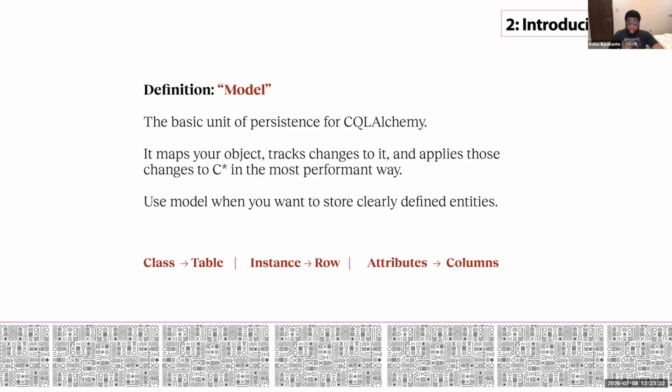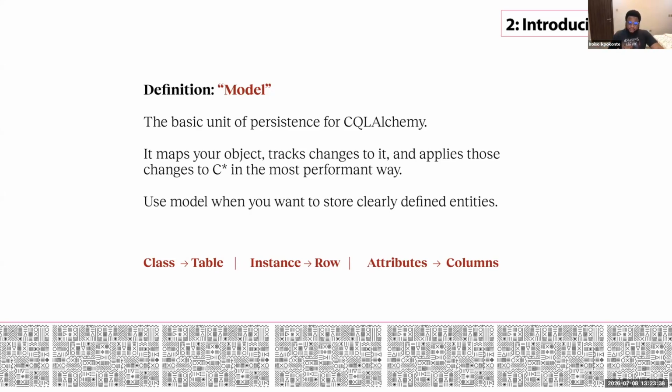CQLAlchemy. So basically, a model is the basic way to put stuff into CQLAlchemy. It maps your objects, it tracks changes to it, and it applies those changes in the most performant way. I'm going to go into what performance means later on in the talk.